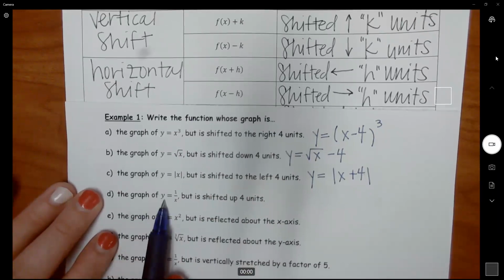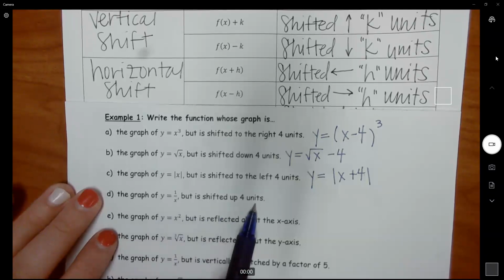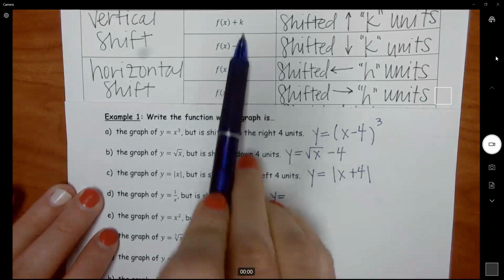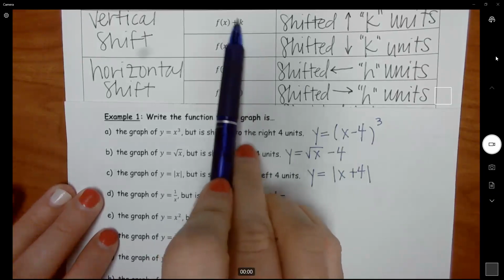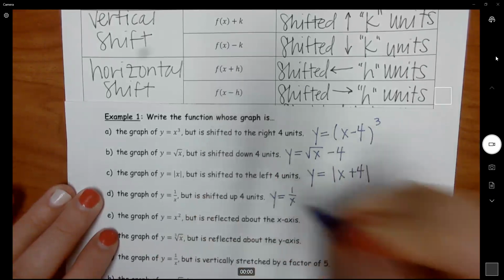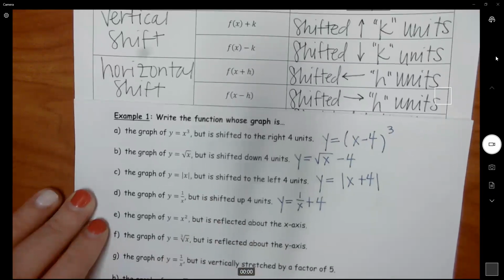The graph of y equals 1 over x, but is shifted up 4 units. When it is shifted up, it goes on the outside of your function. So this is 1 over x, now plus 4.